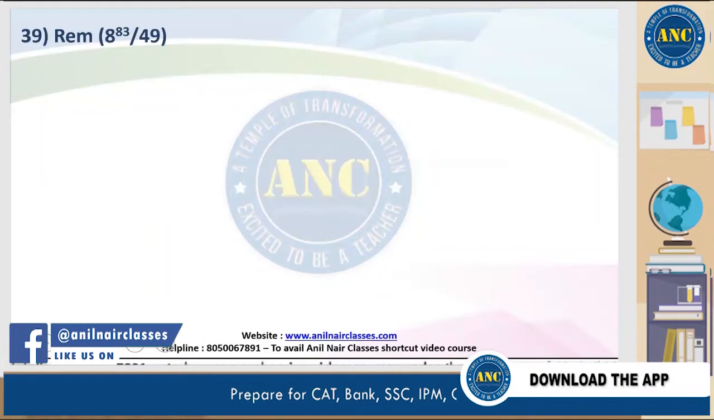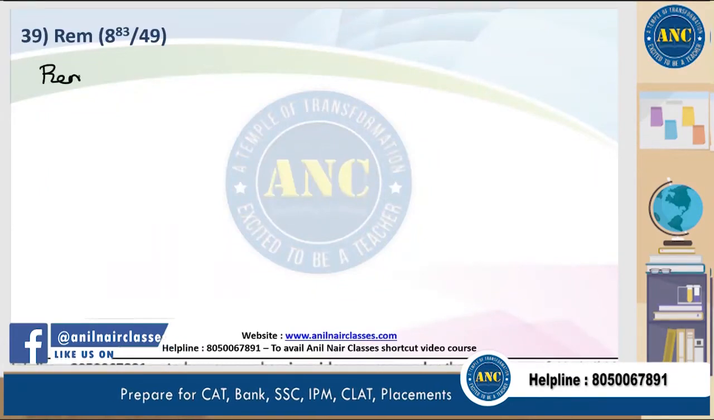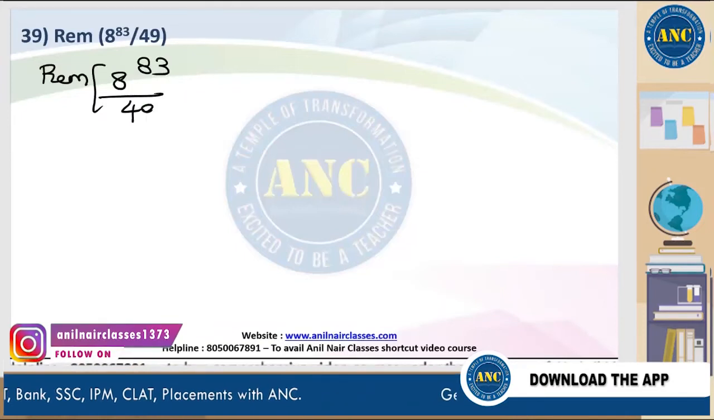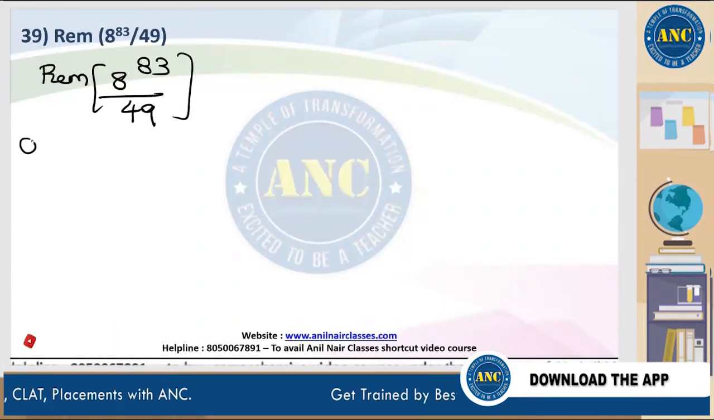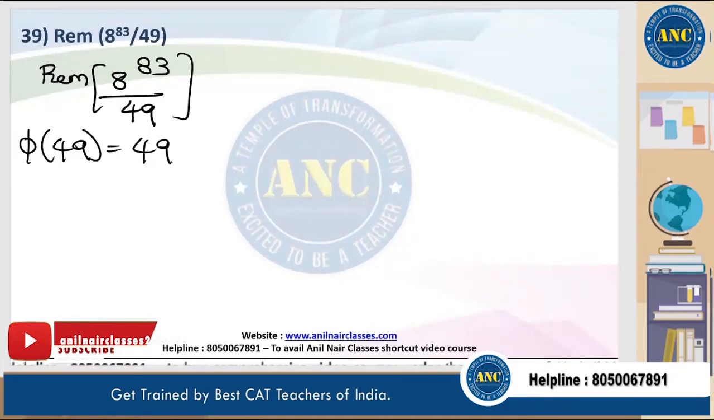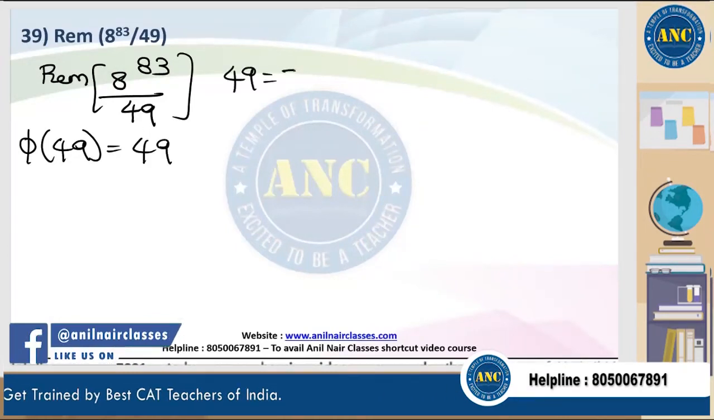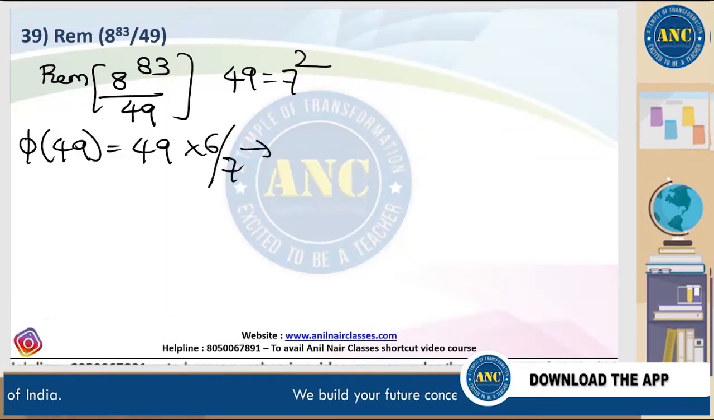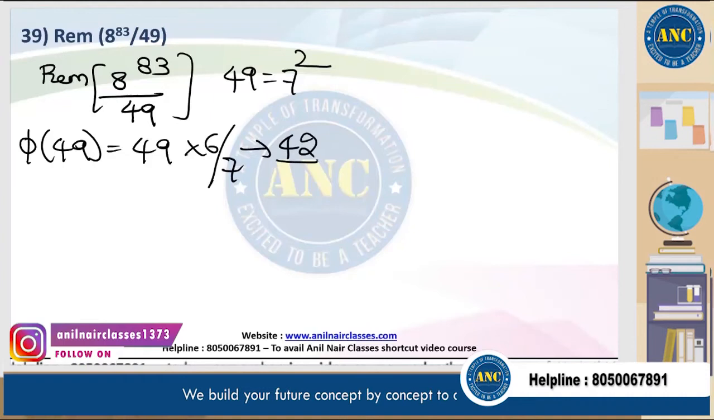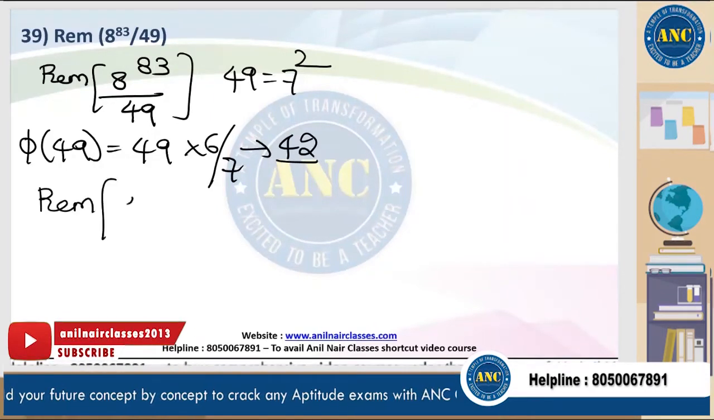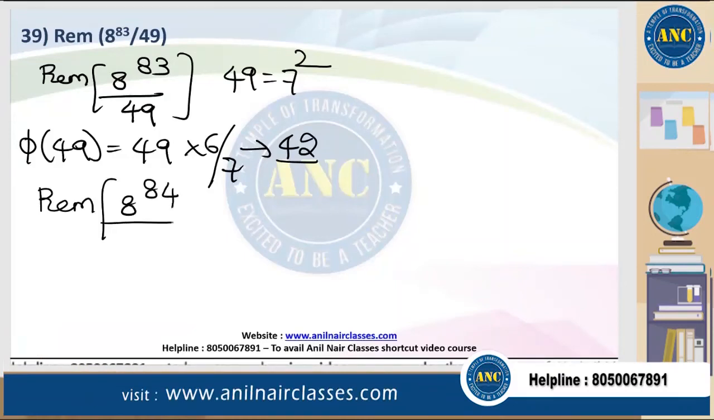8 power 83 divided by 49. Same thing. What is phi of 49? 49 is nothing but 7 squared. So 49 into 1 minus 1 by 7, 6 by 7, so it is 42. 42 means 8 power 84 divided by 49 is 1.